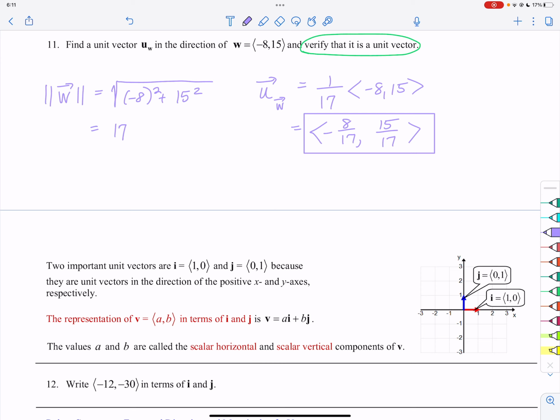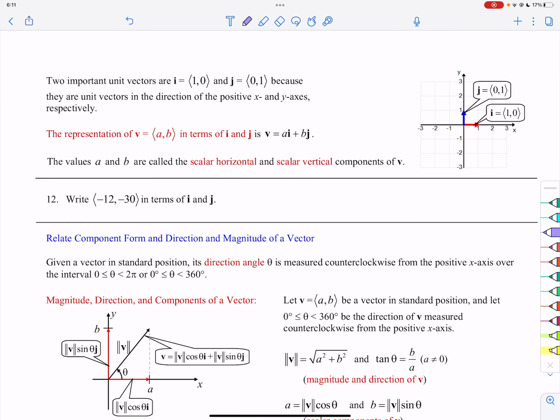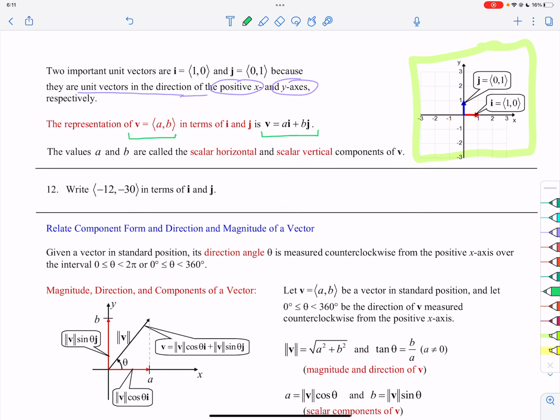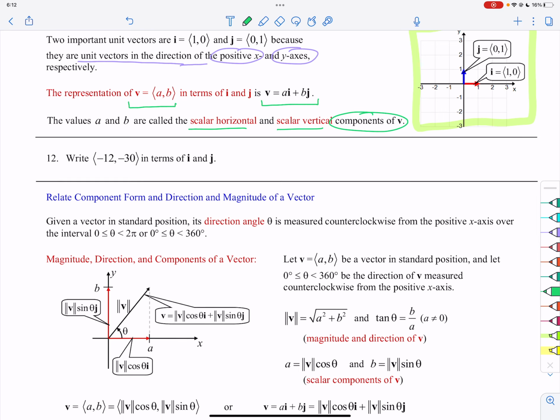Okay, there are two very important vectors, and they are i and j, because they are unit vectors in the direction of the positive x and the positive y axes. You can see them right here. Here is i and here is j. So the representation of vector v in component form, when we write it in terms of i and j, is ai plus b times j. And the values of a and b are called the scalar horizontal and scalar vertical components of v.